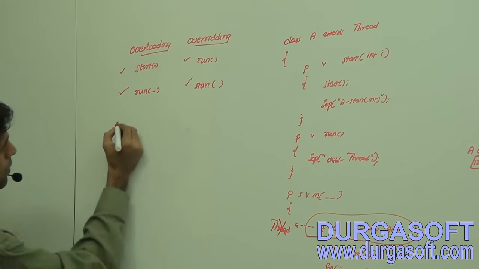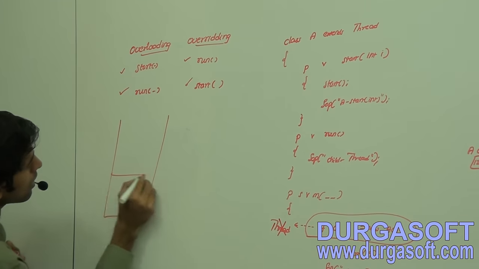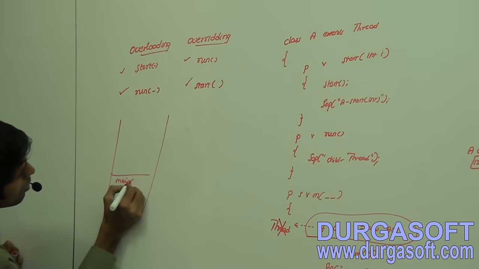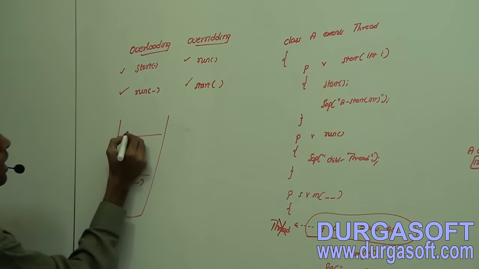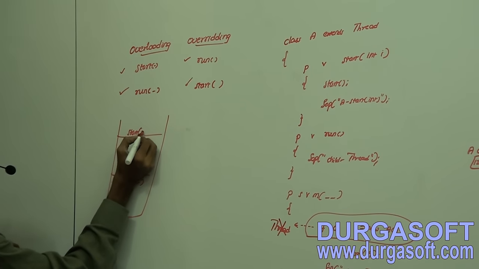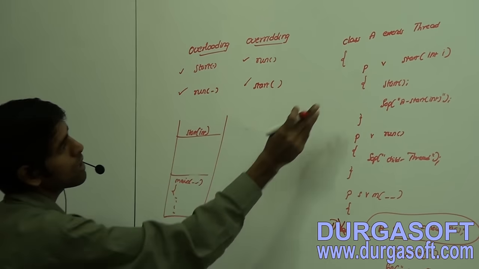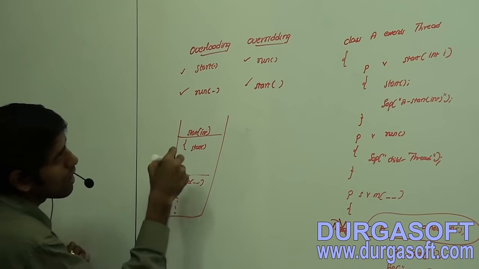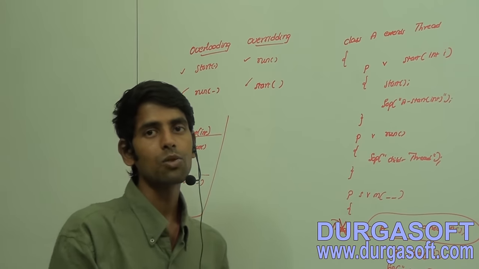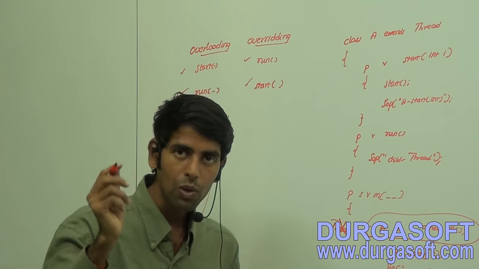Now let me put that one. It is going to first load what? The main method, right? Main method implementations, okay. Now after that it is going to call what? The start method, which is having an argument of what? Int. Now what is going to happen in this? We are calling start. Now which start method is going to get called? The underlying runtime object only is going to get called.